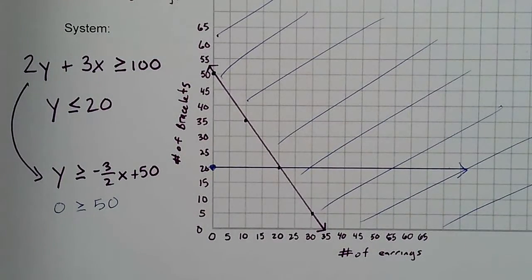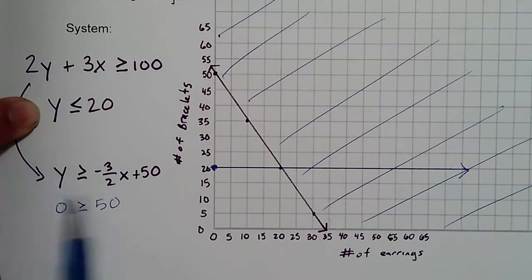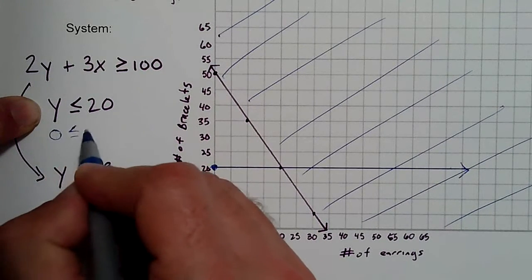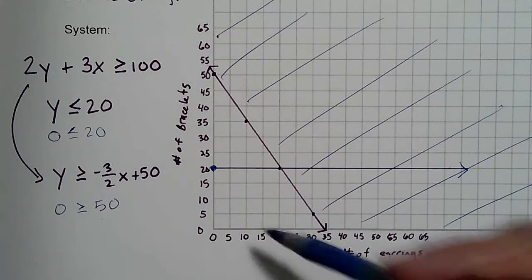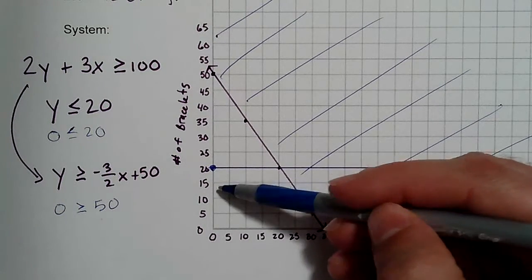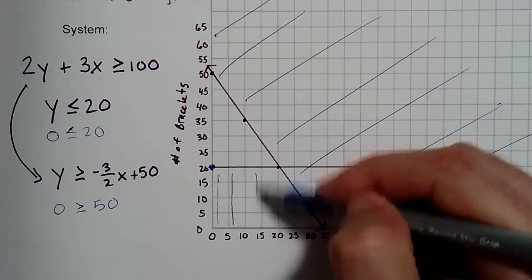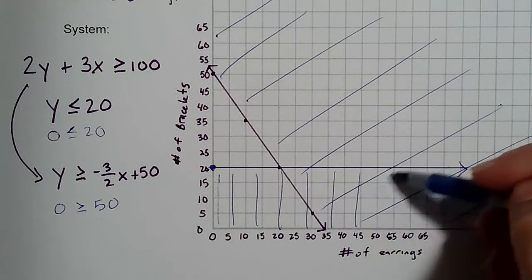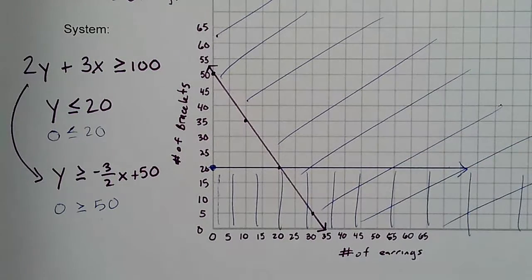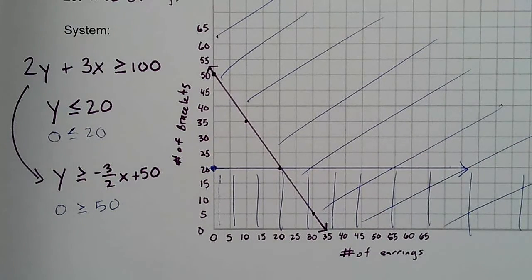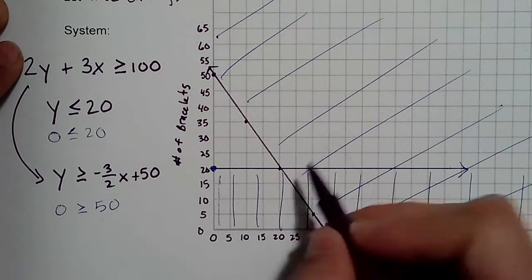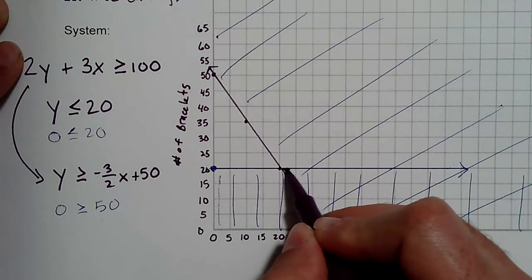All right. Next shading: is 0 less than or equal to 20? It is. So that means I'm going to shade below the line. And where's my double shaded region? It's going to be right here.